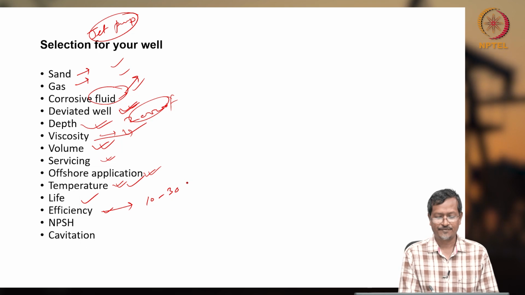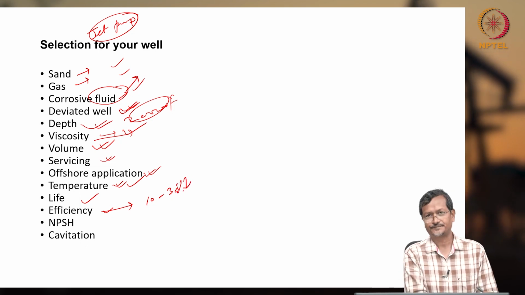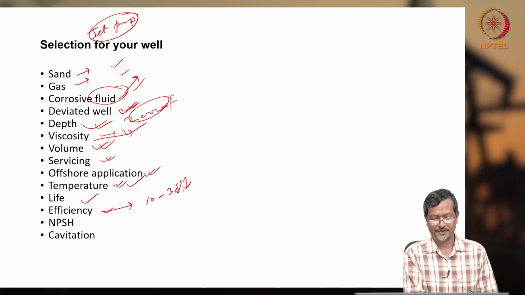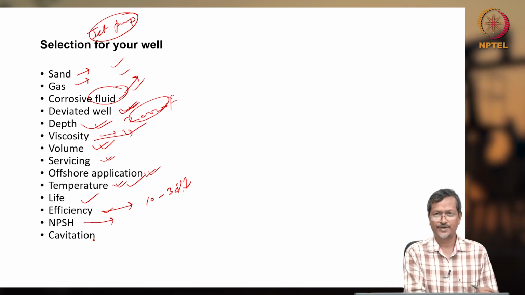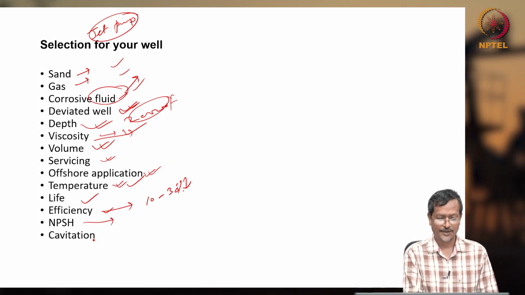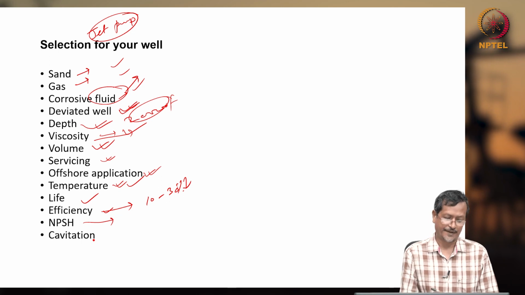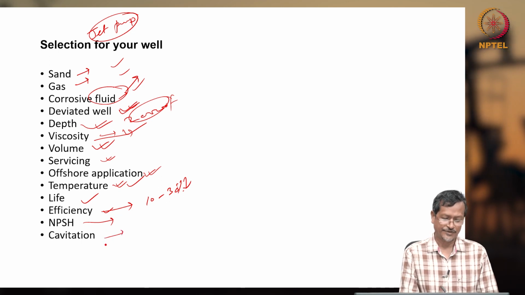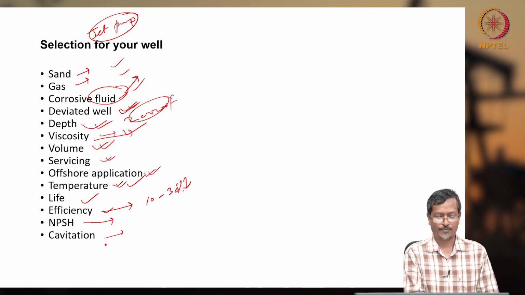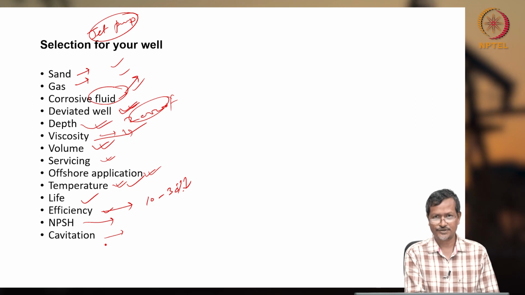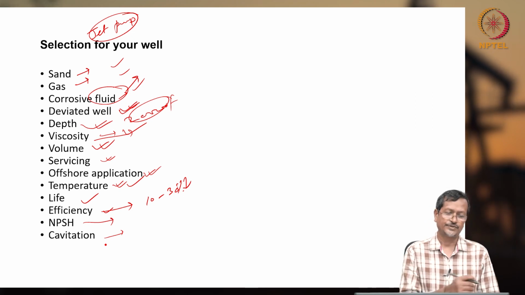Very low efficiency. Because of efficiency, many people may not like it, but because of life and other benefits, people like to use jet pump. NPSH: you need a certain amount of inlet pressure, otherwise there will be a cavitation probability. So you have to maintain a certain amount of pressure, and you have to maintain the designer's criteria, so that you get less cavitation and your pump life will be longer. So this is for jet pump.